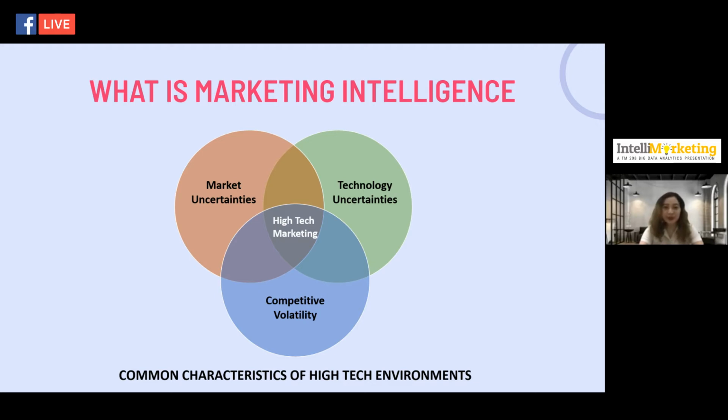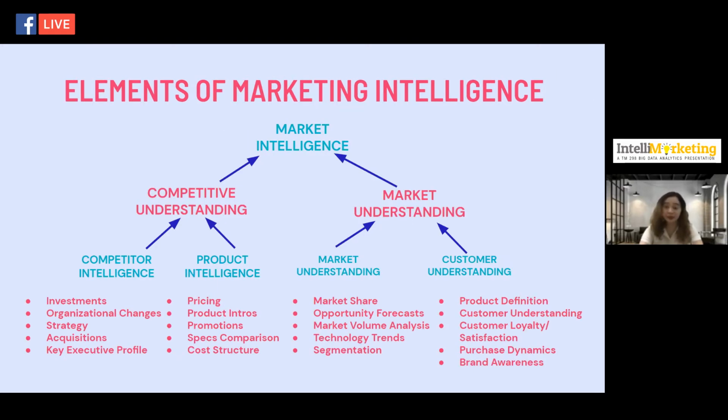So when you understand the environment surrounding high-tech companies, of course, you would also need to understand the elements of marketing intelligence in order to use it. The four cornerstones of market intelligence are the following: competitor intelligence, product intelligence, market understanding, and customer understanding. These are areas that have various marketing intelligence activities that would help you understand more and come up with a proper marketing strategy for your market, depending on your overall strategies and goals for the company.